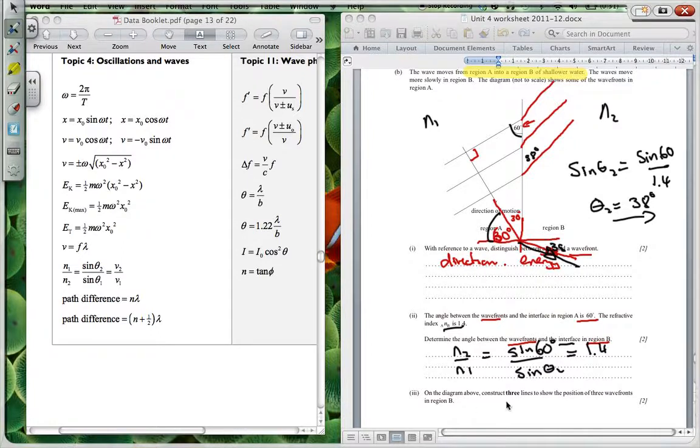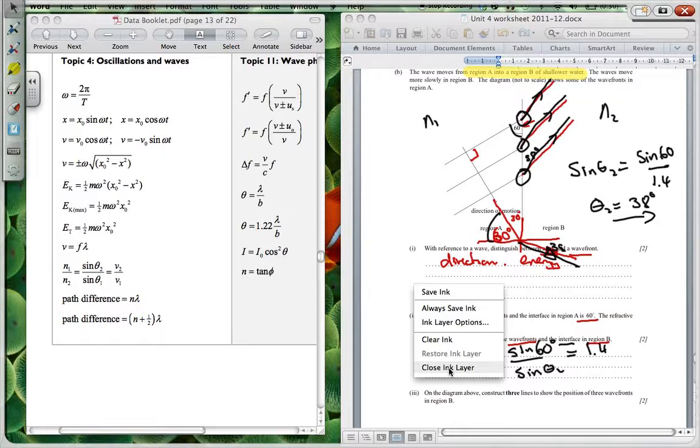Then it says, on the diagram, construct 3 lines to show the position of the 3 wavefronts in region B. I've done it here already. Please make sure that these connect here. You must make sure that these connect, and use a ruler for these lines. They don't look like mine, and they need to all be parallel with each other. You need to make sure that they're parallel. Alright, so we have that.